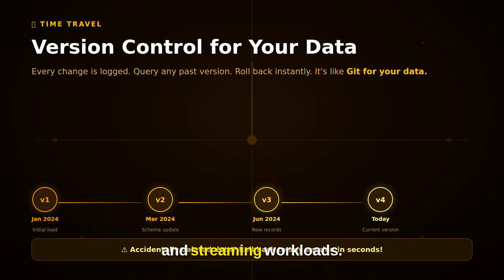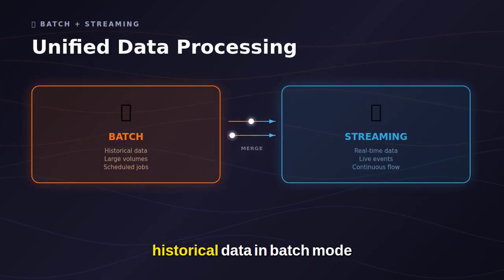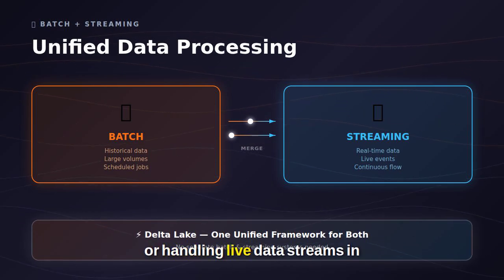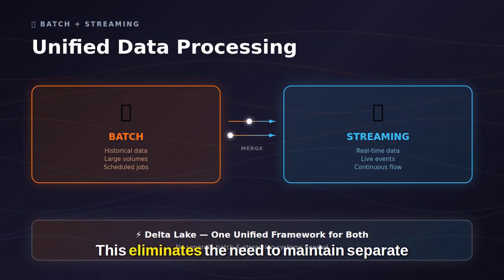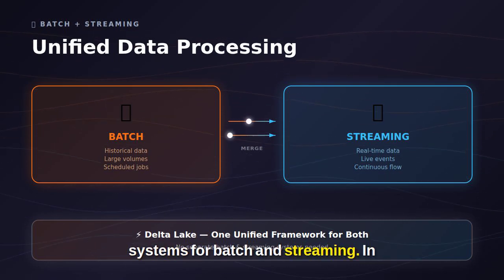Delta Lake also unifies batch and streaming workloads. Whether you are processing historical data in batch mode or handling live data streams in real time, Delta Lake handles both in one consistent framework. This eliminates the need to maintain separate systems for batch and streaming.